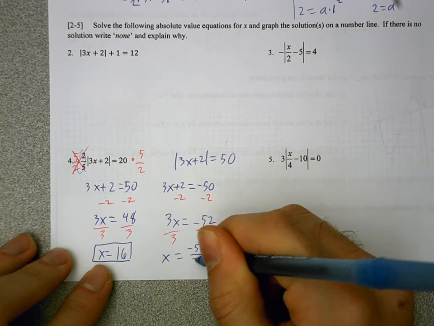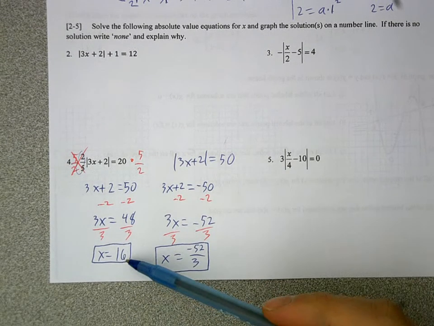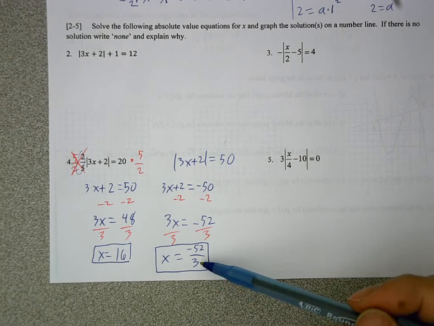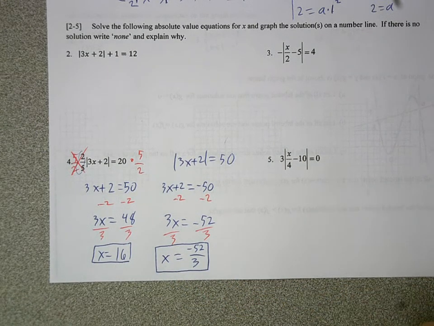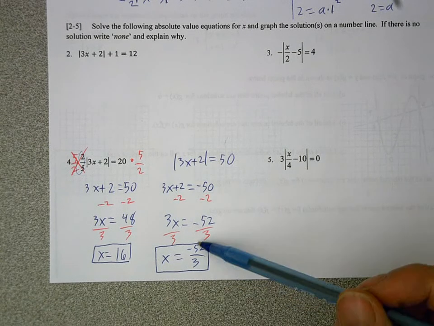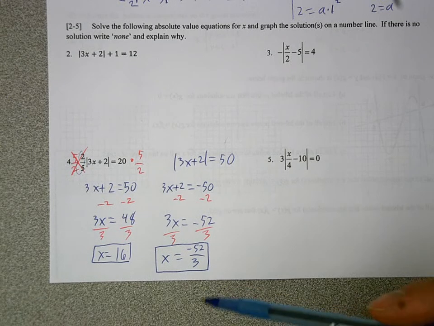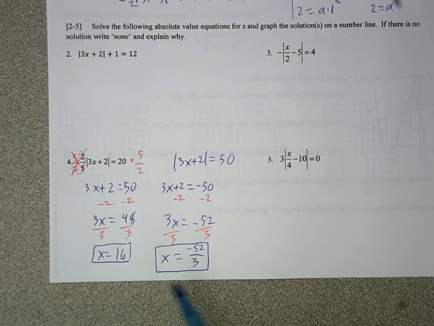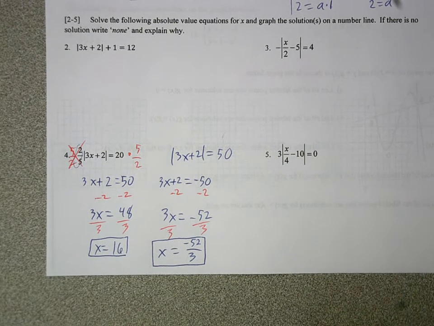So on the test, you might have multiple choice answers. It might be like couple with 16, couple with the negative 52 over 3, but some of them might be negative 16, or they might be positive 52 over 3. Or maybe they say, well, that's about 17. But no, we want the exact answers here. So you're looking for the one that has both of these. Does anyone have any questions on that one?